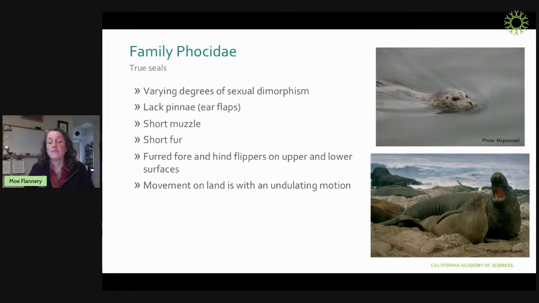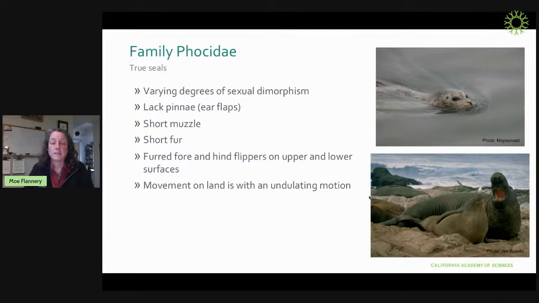This family has varying degrees of sexual dimorphism. In this bottom picture, you can see an adult male northern elephant seal with an adult female, a huge difference in size in that particular species. But the harbor seals, which is the other species in this family, there's no sexual dimorphism between males and females.